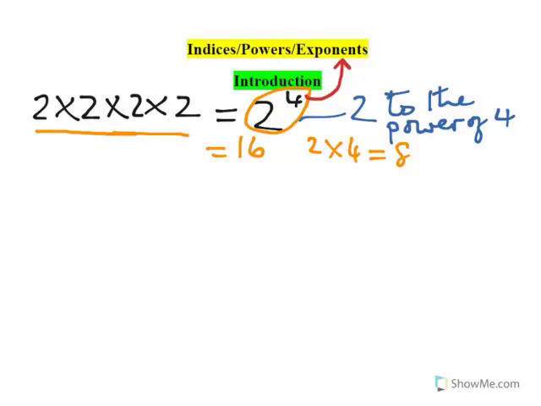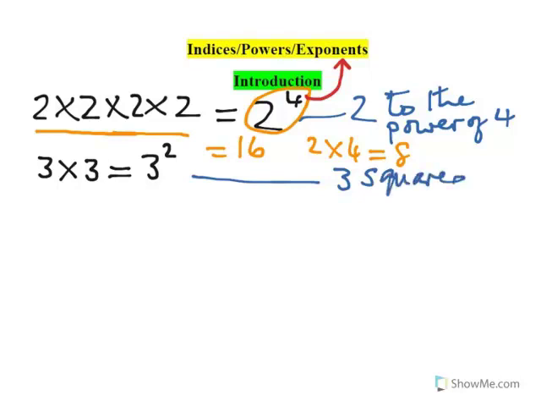Well, what about something like 3 times 3? We will write it as 3 to the power of 2, and we would read it as 3 squared. So when it's a power of 2, we say squared. 3 times 3 is 9. If you think it's 3 times 2, which is incorrect, 3 times 2 is 6. So it's not to be confused with that.